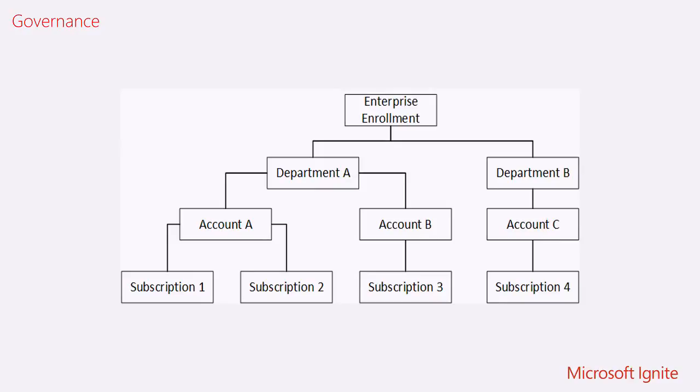Governance. If your organization has an enterprise enrollment agreement, this is the hierarchy that you can use to govern your resources. I'm going to start from the bottom. The subscription is the unit at which you provision your services, your web applications and your queues. They start from here. You can provision them here.